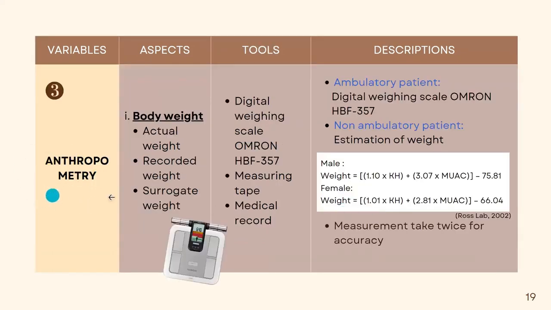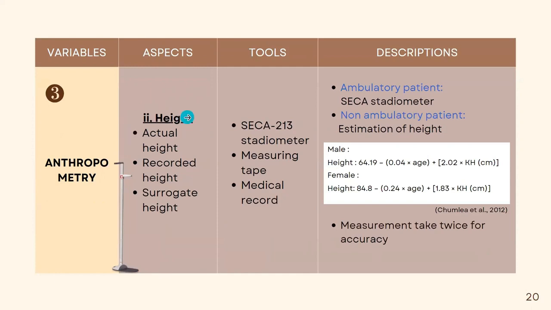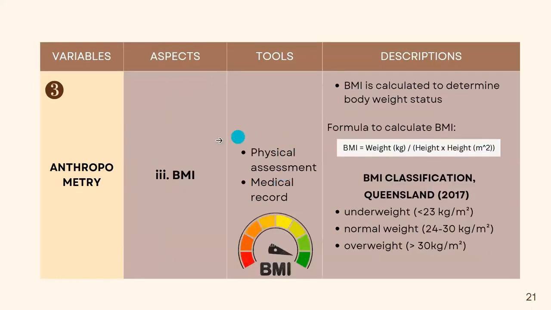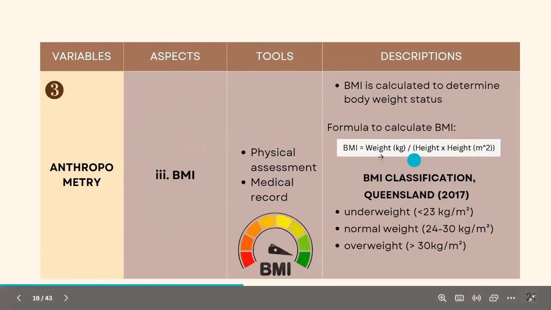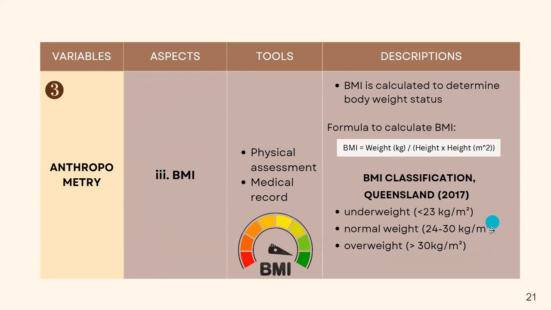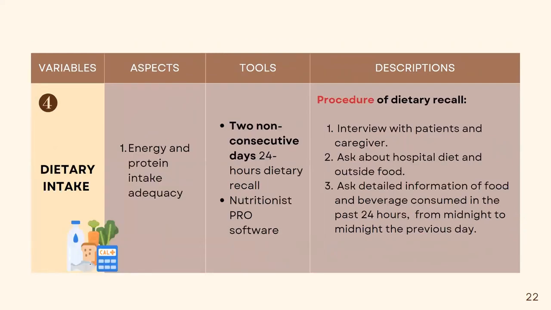For anthropometry, we assessed BMI. We took the weight first and also height. Then we calculated the BMI using the classification of Wisden 2017. This classification is appropriate for older patients aged 60 and older. For the dietary assessment, we measured energy and protein intake adequacy.